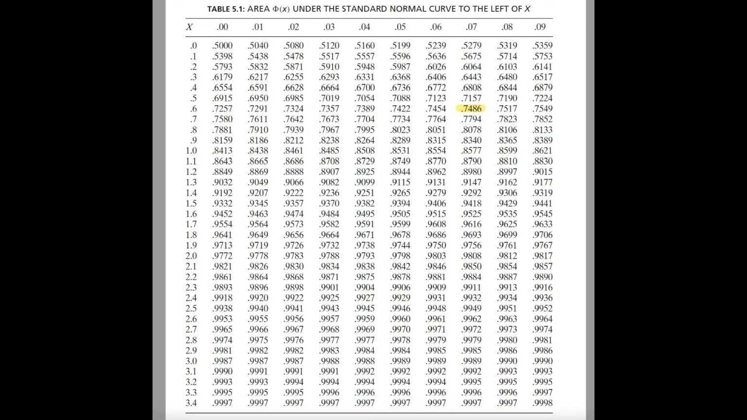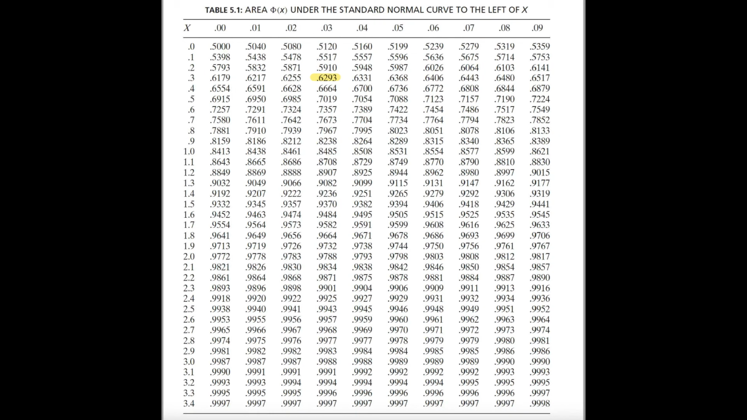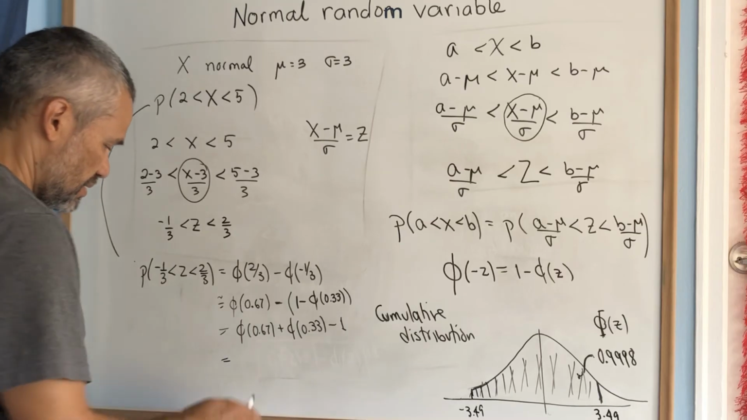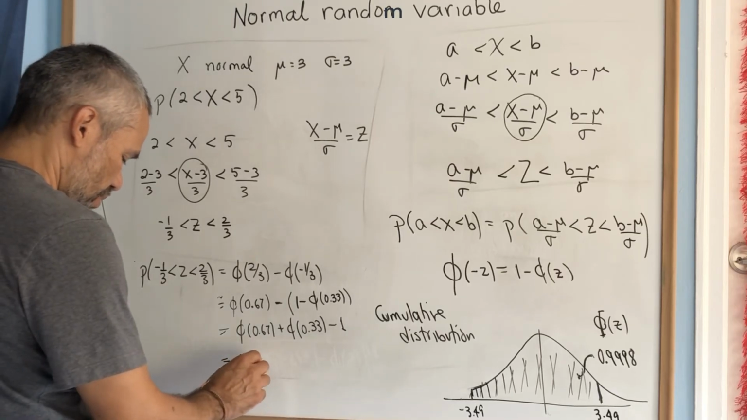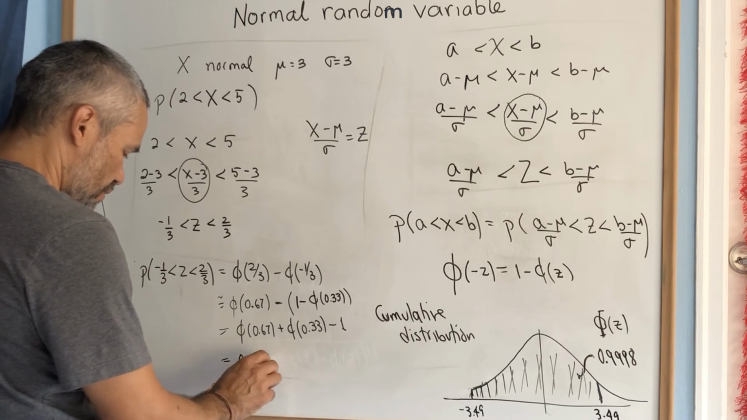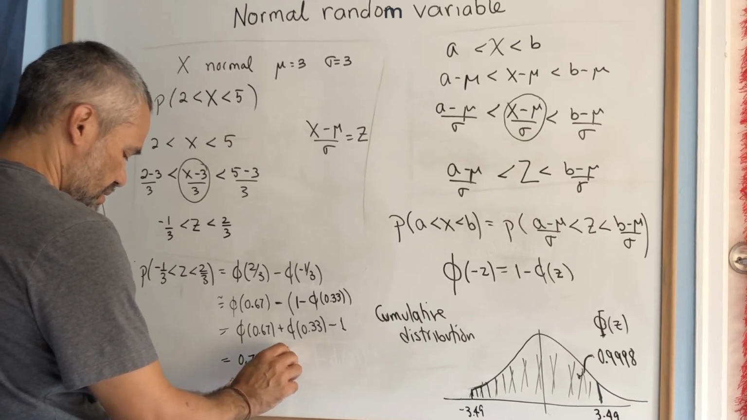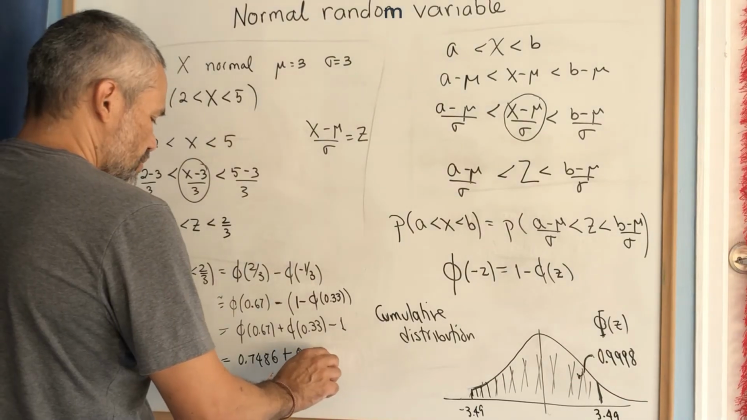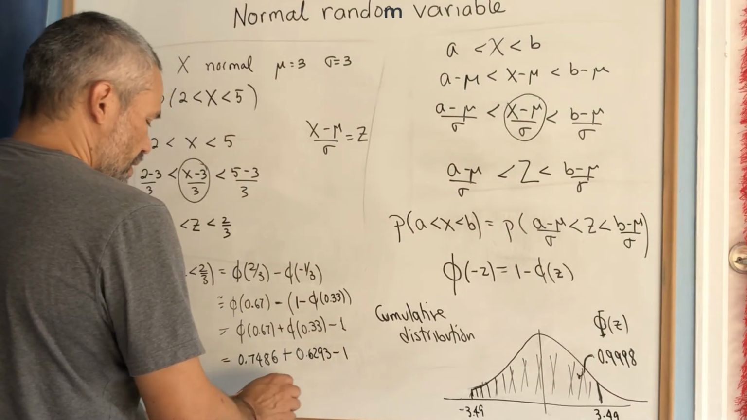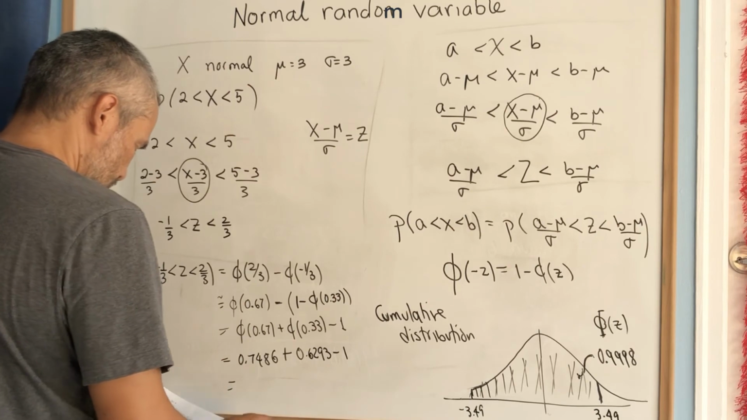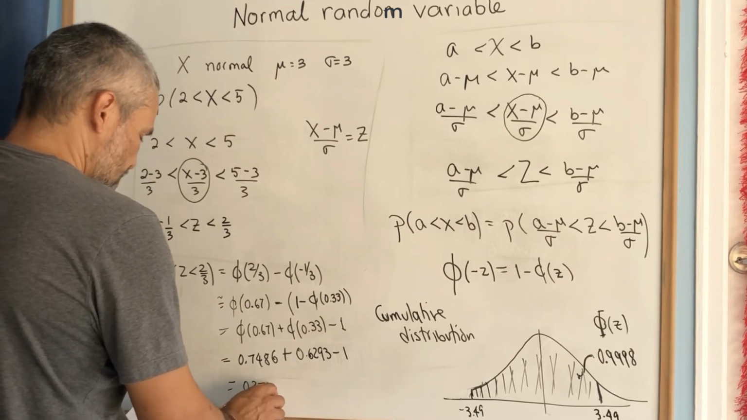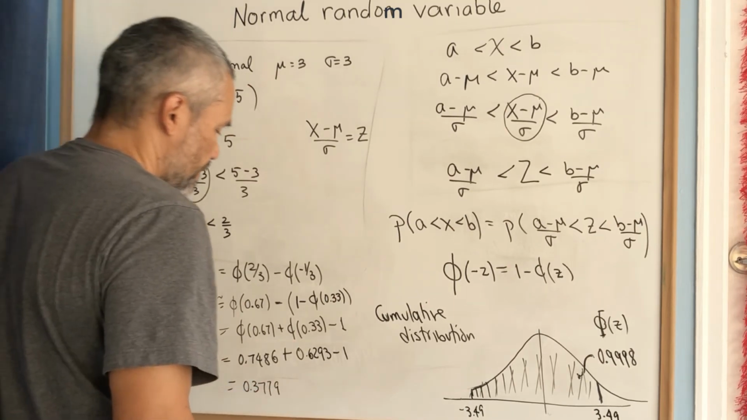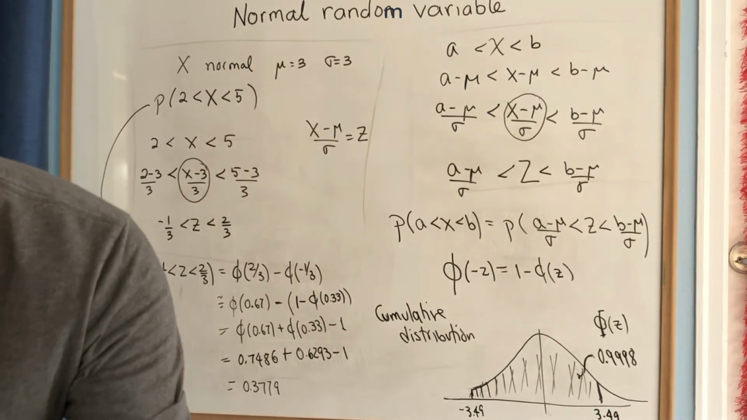The highlighted numbers show the probabilities that we need for this computation. 0.7486 plus 0.6293 minus 1, and this is 0.3779. Let's do another example.